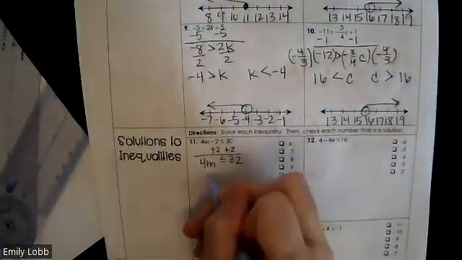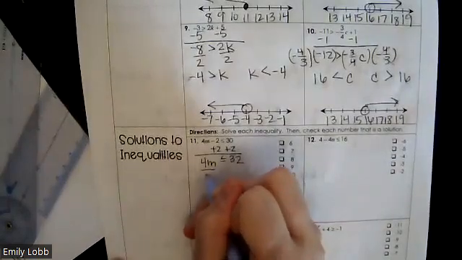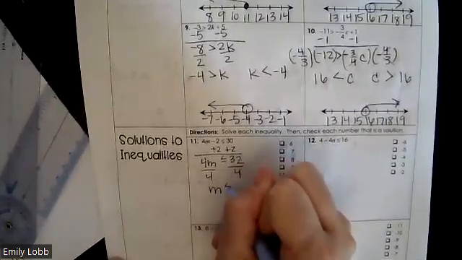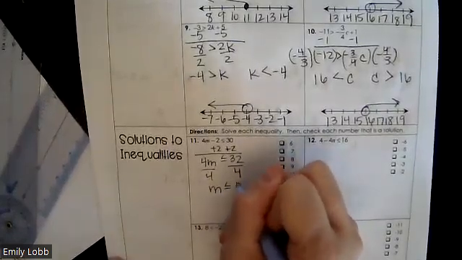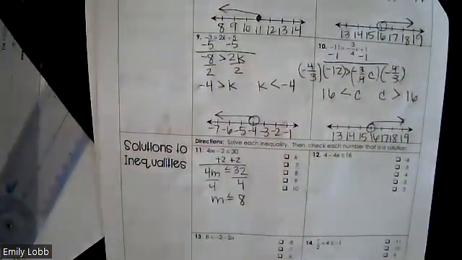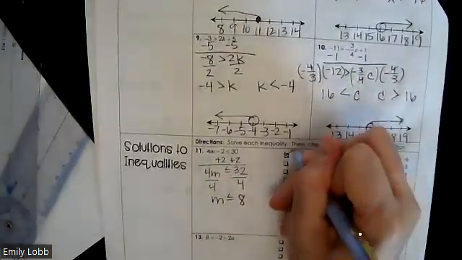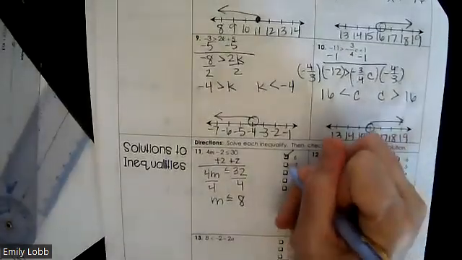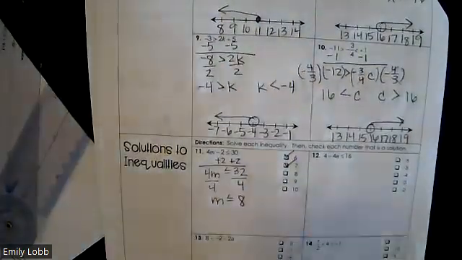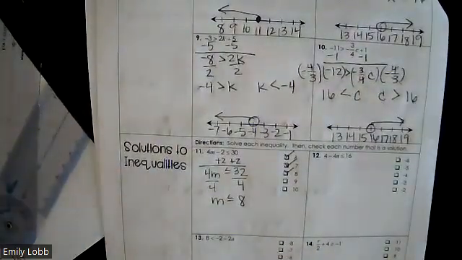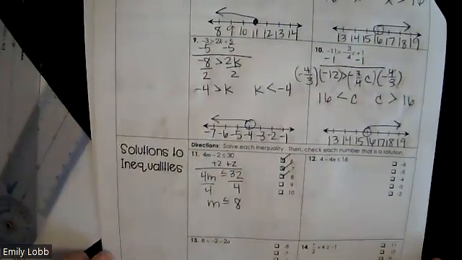So I'm dividing by 4. Good, the coefficient, because we want 1m. M is less than or equal to 8. All right, is 6 less than or equal to 8? Yes. Is 7 less than or equal to 8? Is 8 less than or equal to 8? How about 9? 10? All right, that's it. See how easy that was?